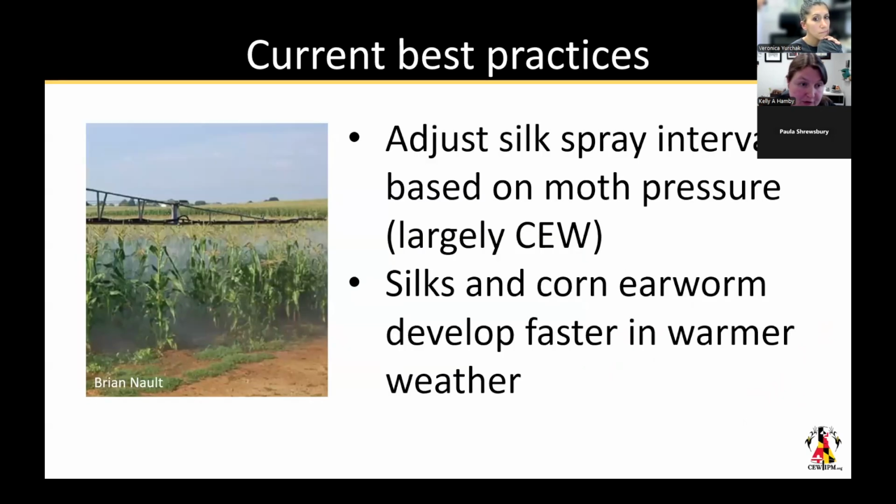You're going to want to adjust your silk spray intervals based on moth pressure. And as I mentioned, these days it's largely based on corn earworm pressure, although some of you may be growing corn in places that have western bean cutworm or fall armyworm that you may also want to consider. And both the silks and the corn earworm develop faster in warmer weather. You also want to consider if you had a rain out. If it rained pretty recently after you sprayed, then the residues are going to be washed off and you may need to reapply.